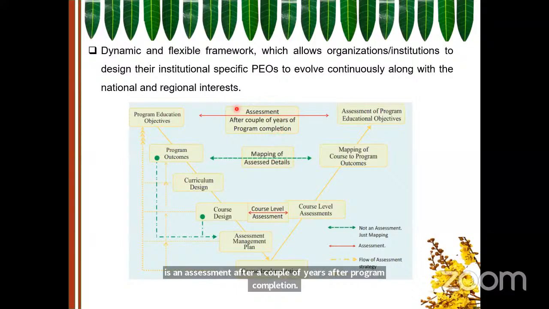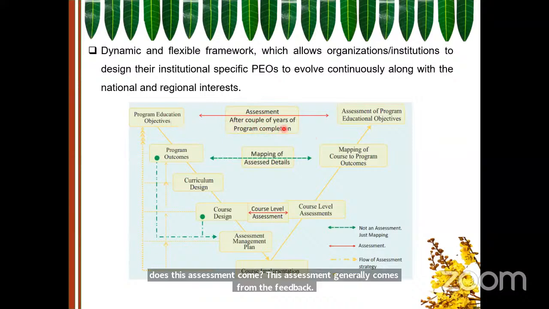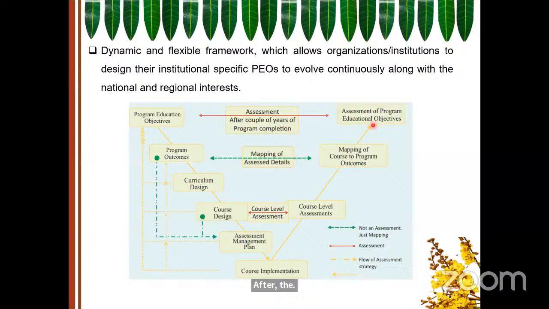How does this assessment come? This assessment generally comes from the feedback after the program completion. And there is an assessment of PEOs. So this assessment will directly lead you to an assessment of program educational objectives. That's the first red color line. Once PEOs is done, now look at here. There is course design. You have designed the course, and the course level assessment will be done based upon your course implementation. Look at the flow here.